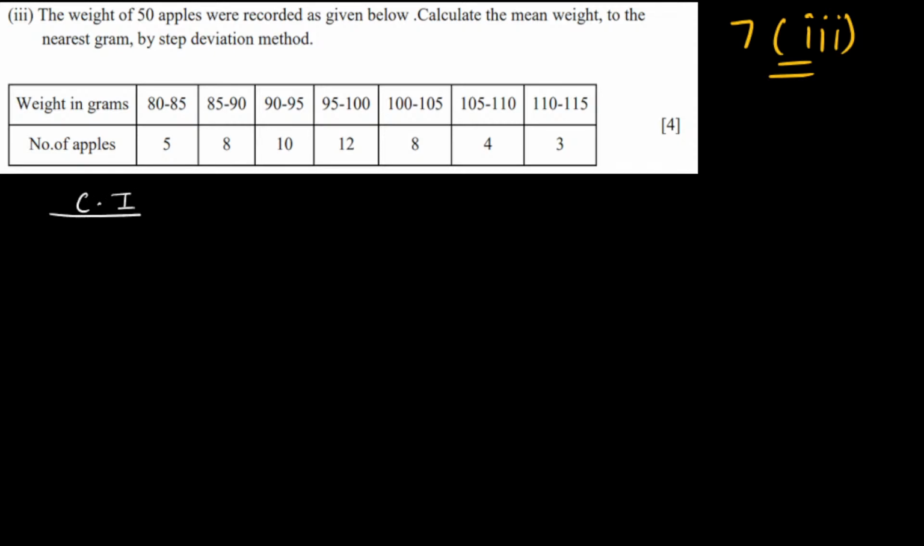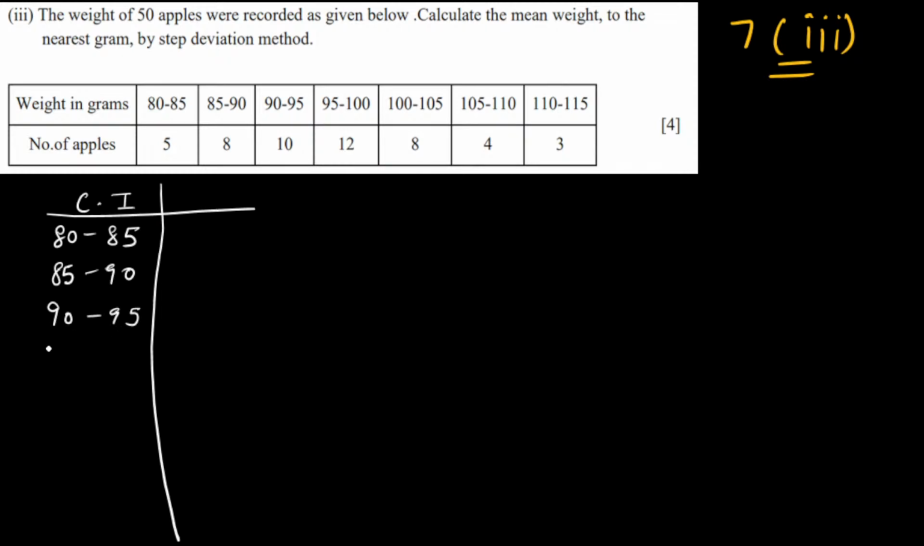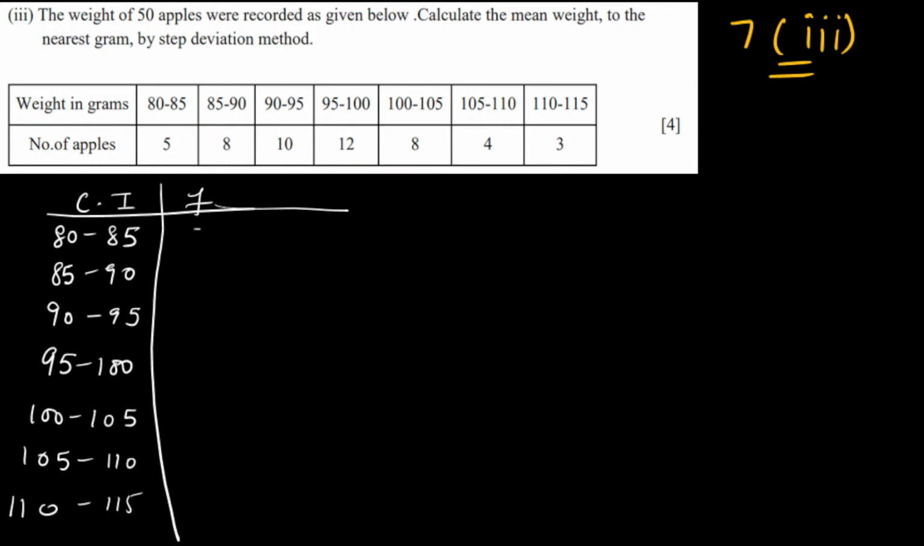Class interval. So 80 to 85, 85 to 90, 90 to 95, 95 to 100, 100 to 105, 105 to 110, 110 to 115. So class intervals I have written. Frequency is also given to us. Let us write frequency. So it is 5, 8, 10, 12, 8, 4, 3. So frequency we have written.